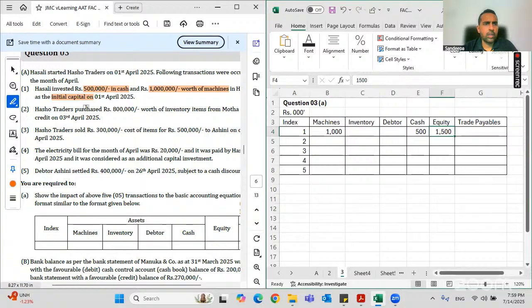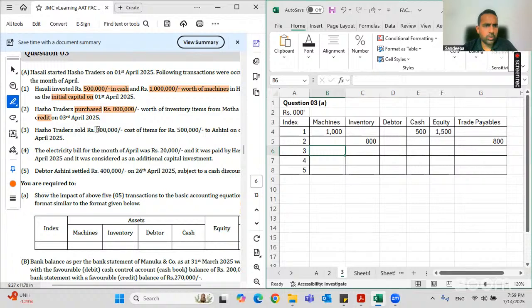Next one. Hasho traders purchased 800 worth of inventory items from Mota on credit. Second one, Hasho purchased 800 worth of items on credit. Easy. Purchasing inventory goes up, creditor goes up.